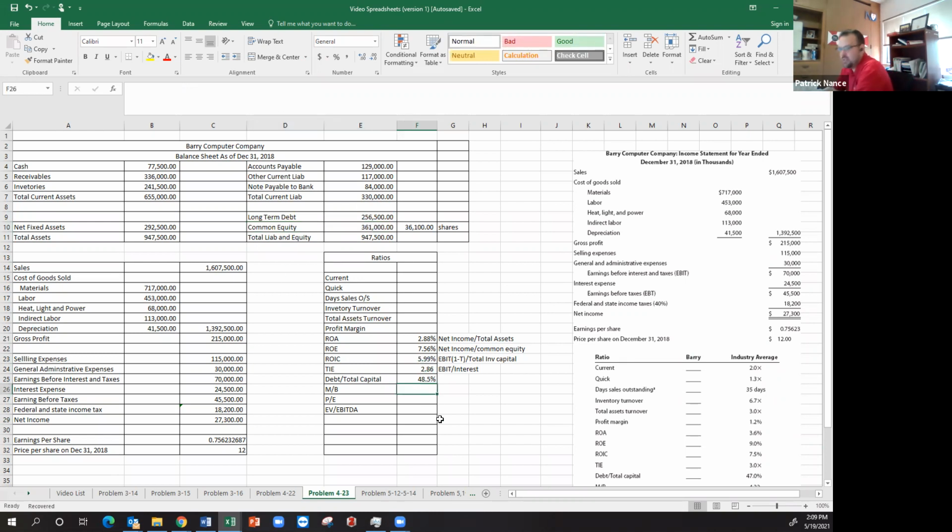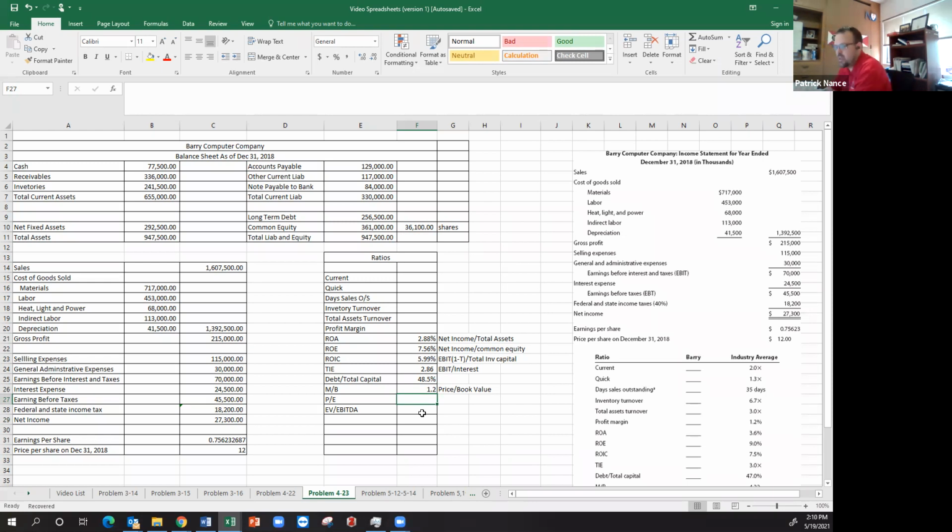All right, market to book. Market to book is price divided by book value. So the market price of this stock, it was given to us, it was 12. And the book price we can find by taking the value of the equity divided by the number of shares, which should be $10 per share. So my market to book is 1.2. So my value in my stock is 20% higher than what my book value is.